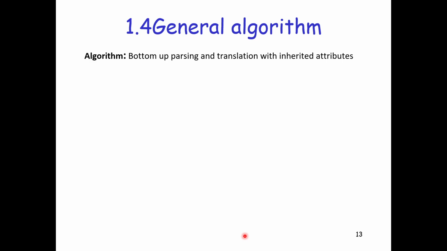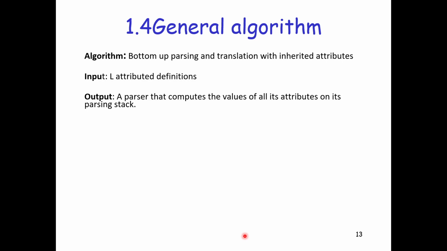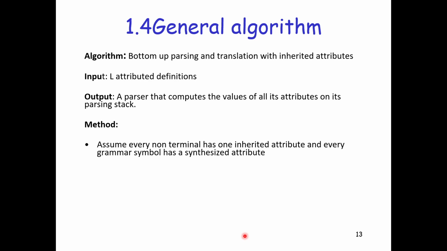Next slide explains the general algorithm, which is explained with the help of the procedure. Input is an L attribute definition. Output is a parser which can compute values of all attributes on its parsing stack, whether synthesized or inherited. The method asks us to assume every nonterminal has one inherited attribute and every grammar symbol has a synthesized attribute. We have to keep all these things in mind while we use a parser whose input is supplied as an L attribute definition.